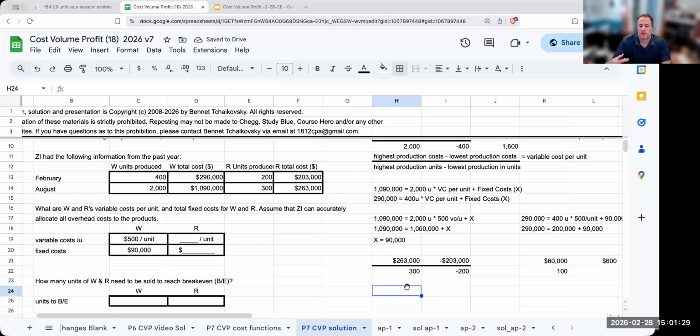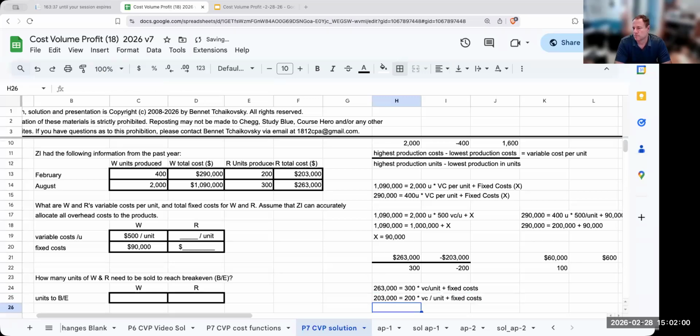What does this mean? Well, kind of similar to what we were doing over here, with the product R, 263,000, which is my total product cost, is going to be equal to 300 times my variable cost per unit plus my fixed costs. Okay. Similarly, 203,000 is going to be equal to 200 times my variable cost per unit plus my fixed costs. Okay, so we have those two right over here.